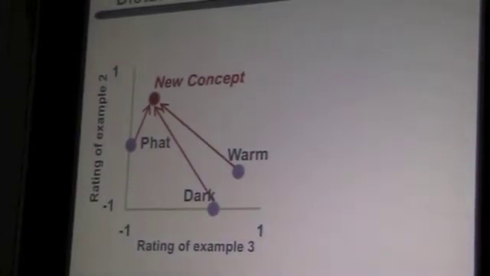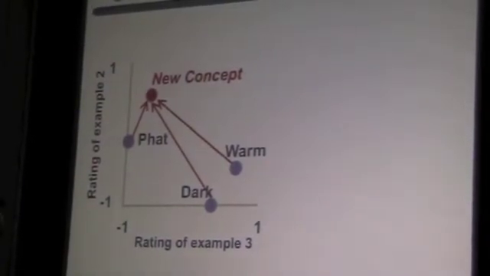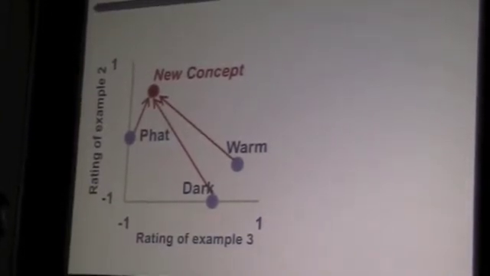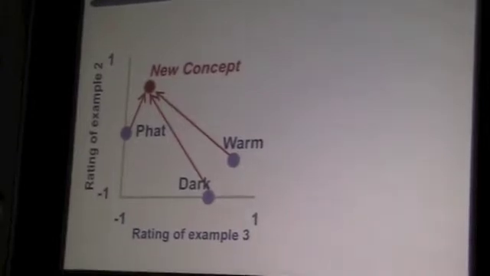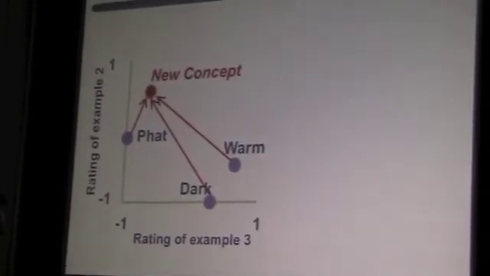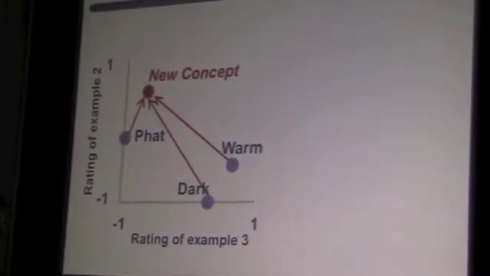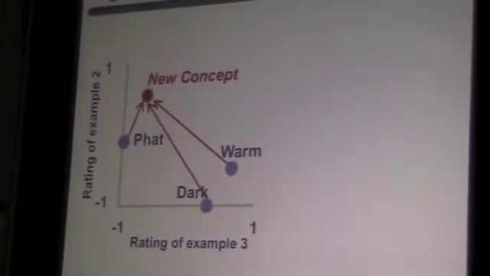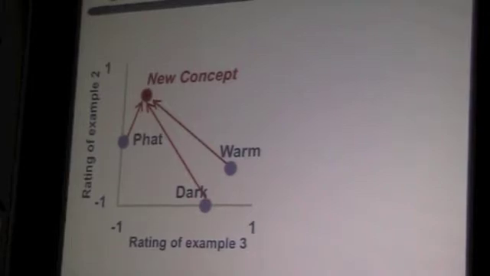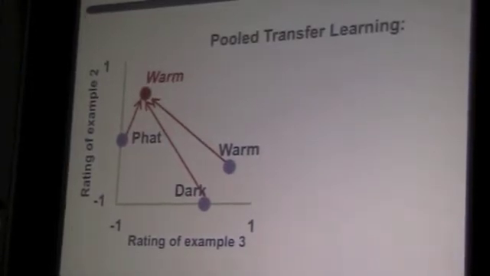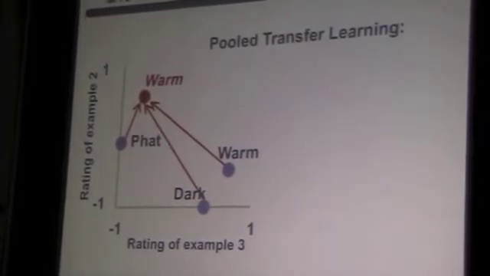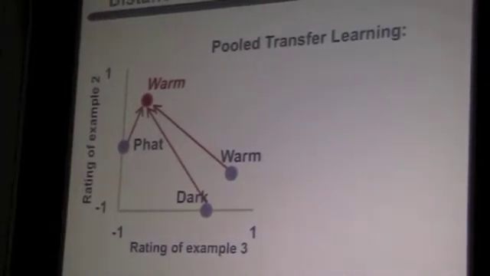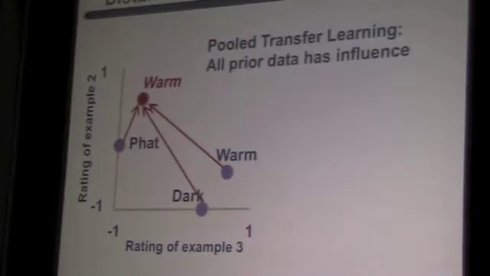And the way we're going to get around asking for so much data from you is we're going to reuse training data from other people. And that training data is going to be weighted based on the distance of their concept to your concept in the rating space. Okay, so in this example, fat would be more influential than warm would be, even if the word that I'm teaching at this time is warm. We call this pooled transfer learning, where we're using all the words, all prior data has influence.